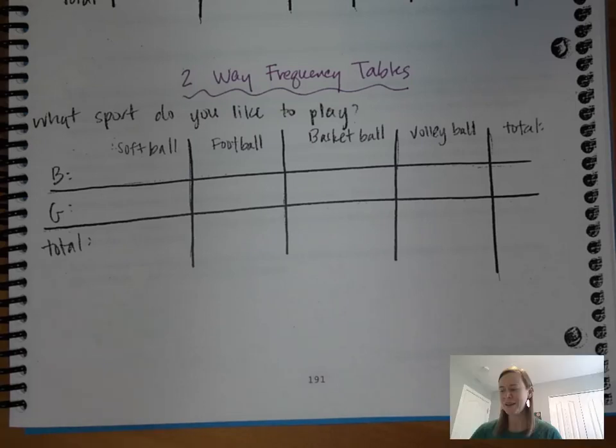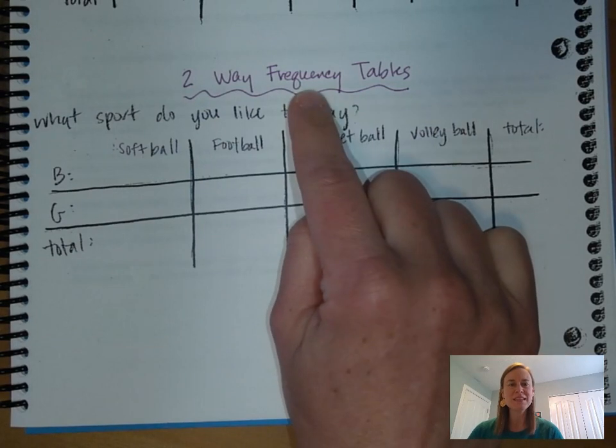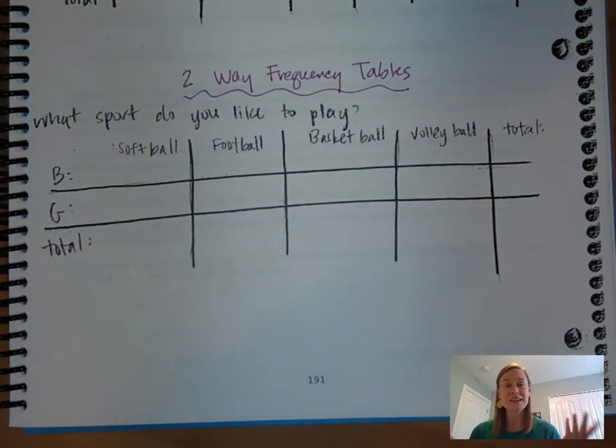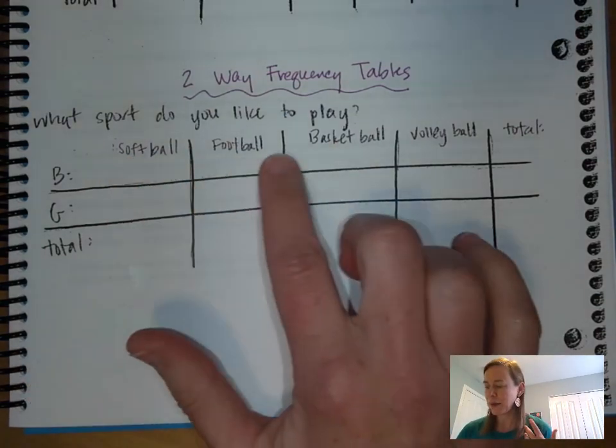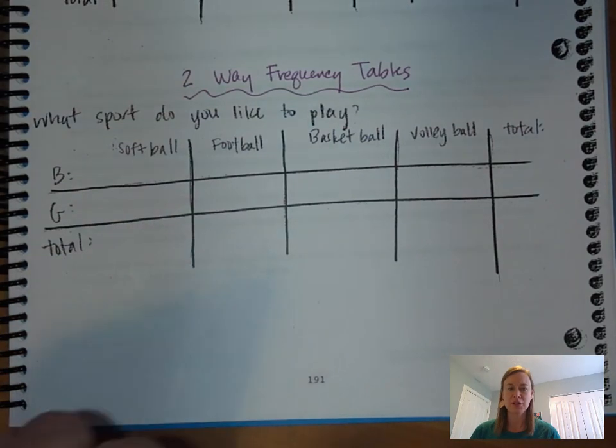Hey there everybody, today we're going to be talking about two-way frequency tables. Now two-way frequency tables are a great way to organize data when you take a survey or something like that. In this case you can see the survey was about what sports people like to play best, and then the data is divided up by boys and girls.